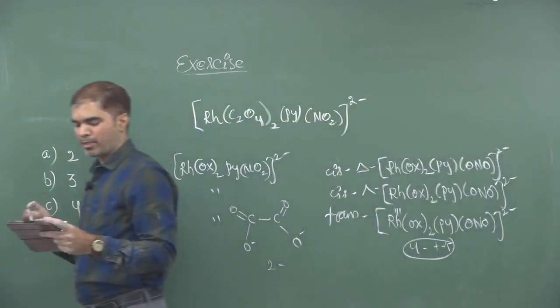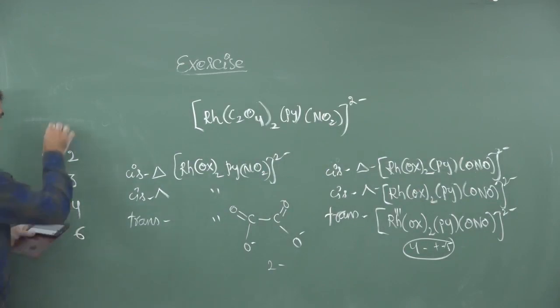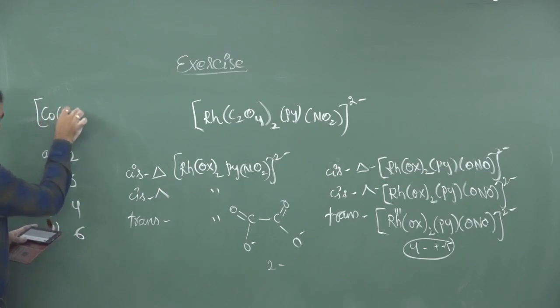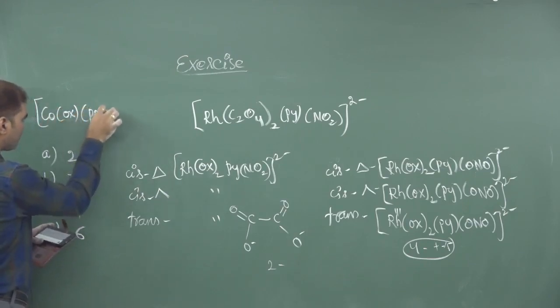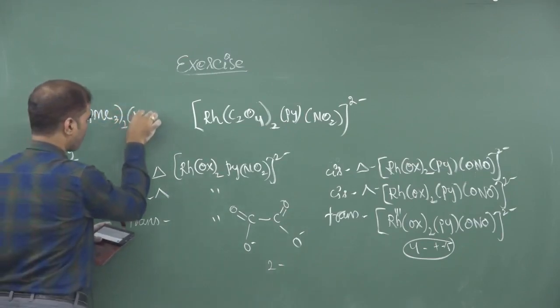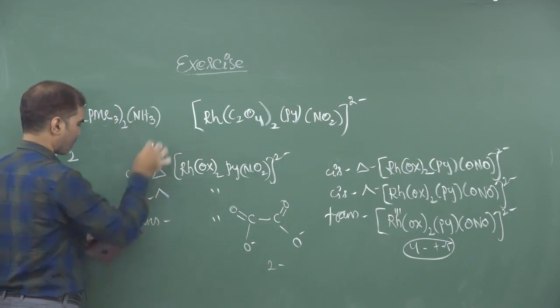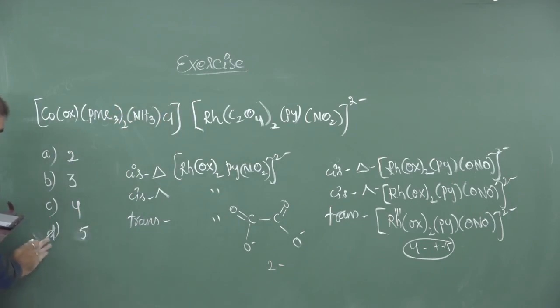The number of possible geometrical isomers, geometrical, not the total number of isomers, for cobalt, oxalato, PMe3 taken twice, amine and chlorine. What are the number of geometrical isomers? Options are 2, 3, 4, 5.